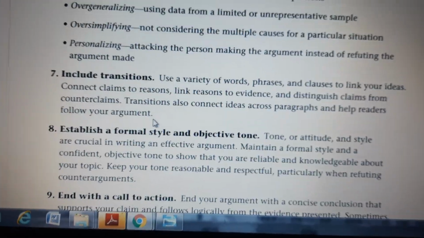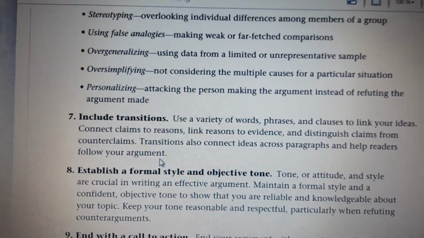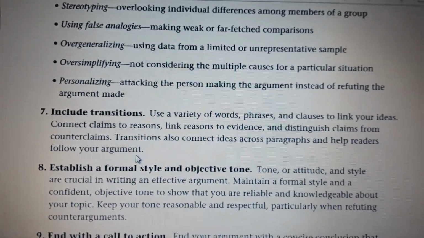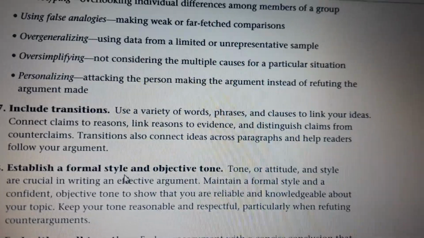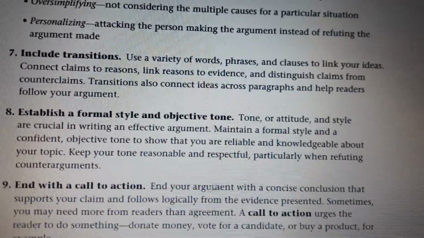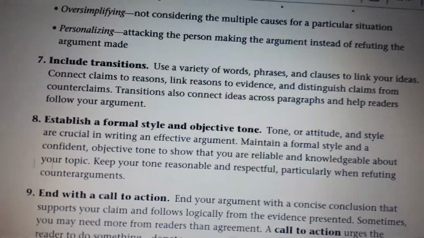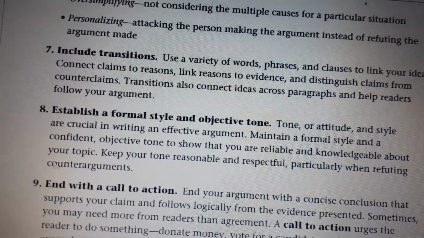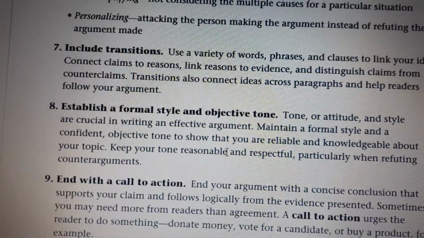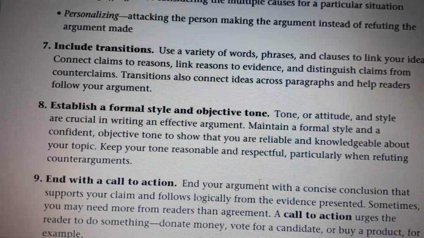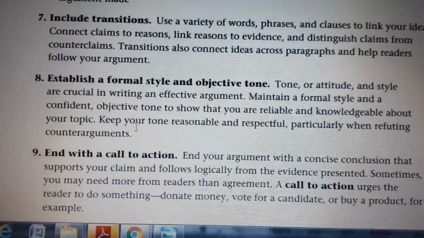Include transitions, for example, however, moreover, furthermore, for instance, in addition to that. I gave you the transition words, and you just have to look for them. Establish a formal style and objective tone. This is so good. Tone or attitude and style are crucial in writing an effective argument, okay. So maintain a formal style and a confident, objective tone to show that you're reliable and knowledgeable about your topic. But you can use your own tone. Do not imitate or copy anyone.